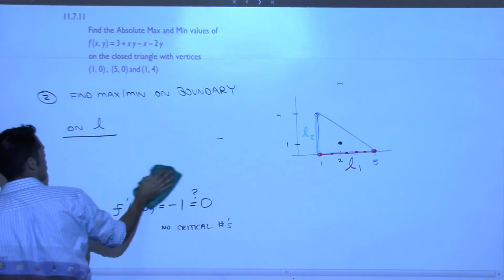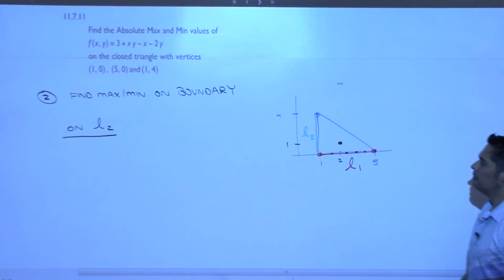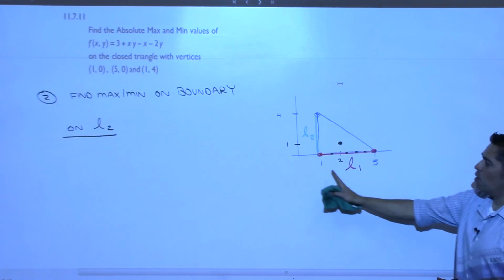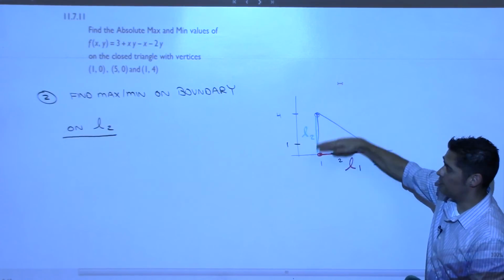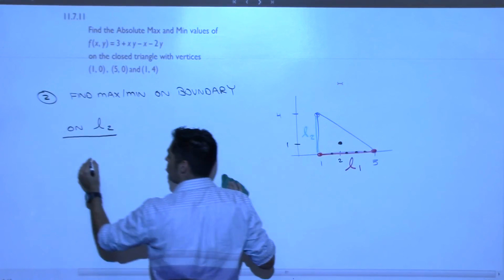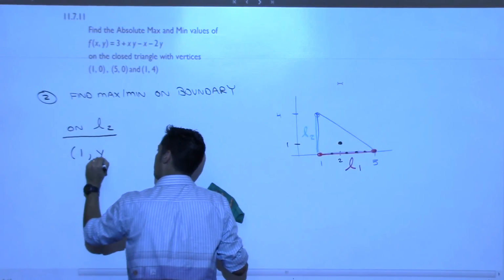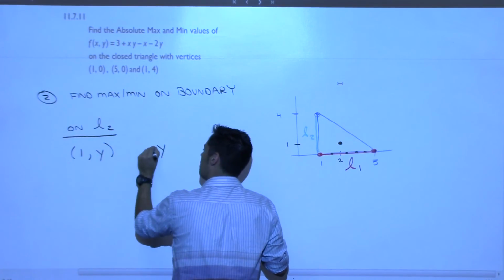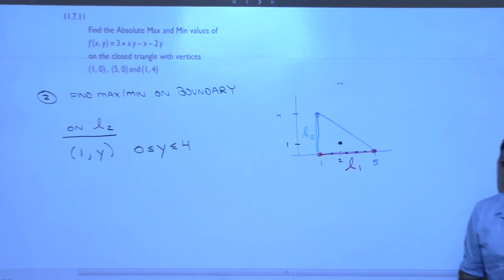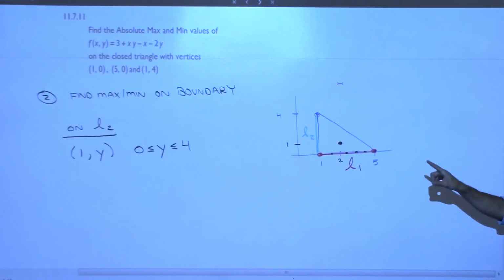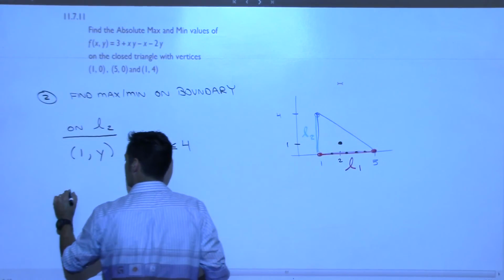So tell me about the points that live on L2. Tell me about those guys. X is always 1, right? And the y coordinate, it varies, doesn't it? It varies from 0 to 4. So all points on L2 look like this: 1 for the x coordinate and y for the y coordinate, where y is always between 0 and 4. So now you're going to plug all those points into the original function. Replace x with 1, y with y. So what's f of 1, y?